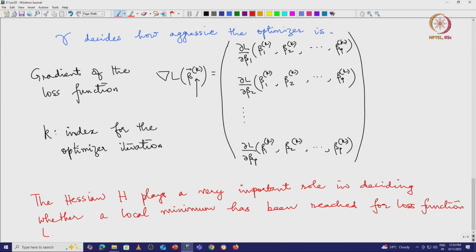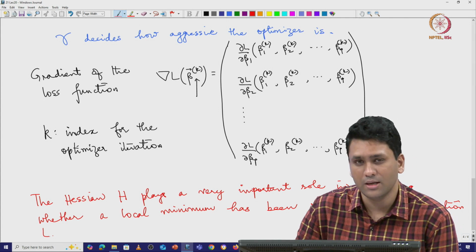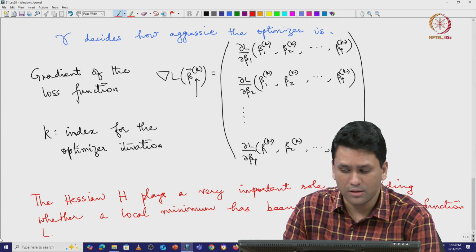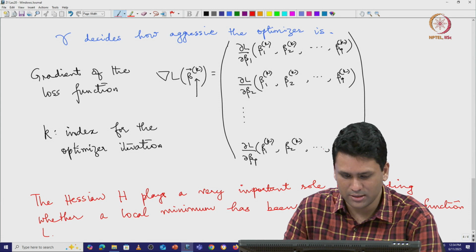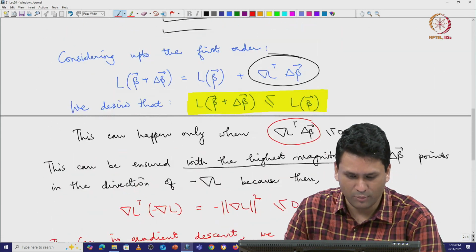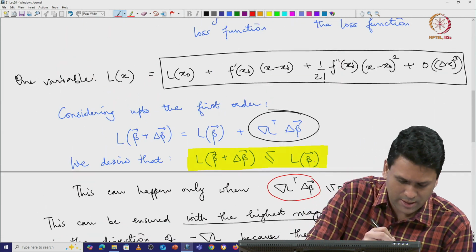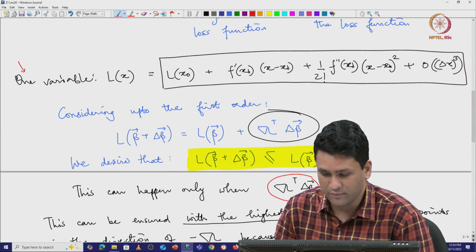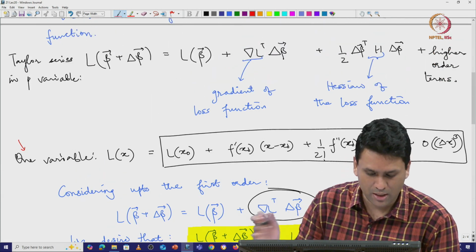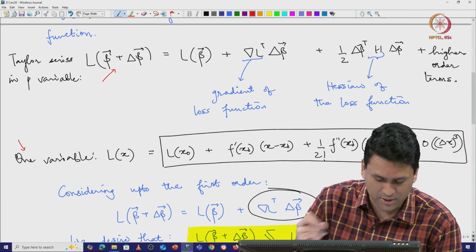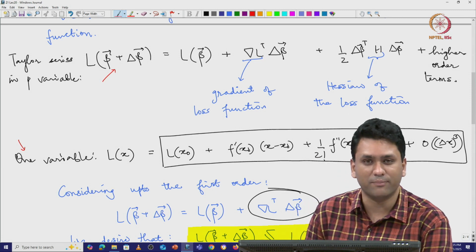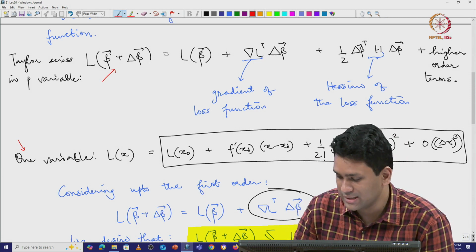Now, again I would like to draw a parallel to a 1D function. If you saw earlier, for the Taylor series we had drawn the parallel with a 1D function. We said that this is how the Taylor series looks when you have a function of one variable, but when you have a function of p variables, beta 1, beta 2 up to beta p, then that is how you write the Taylor series.